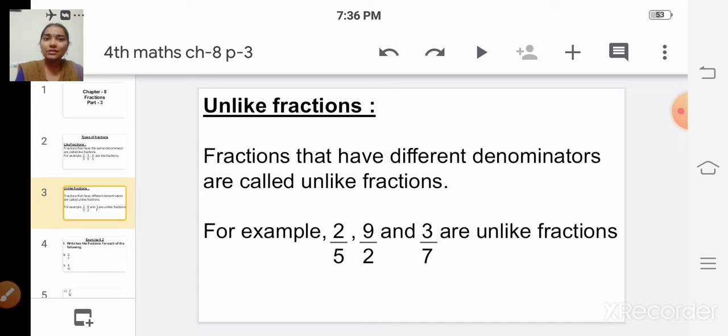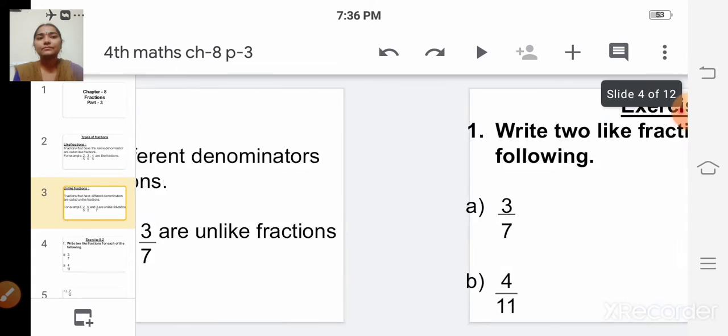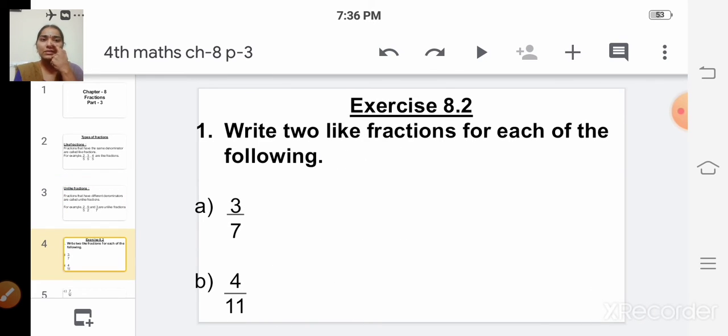So in these fractions, denominators are different, not same, isn't it? So they are called unlike fractions. Fractions that have same denominators are called like fractions. Fractions that have different denominators are called unlike fractions. So based on this we'll do one exercise problem.